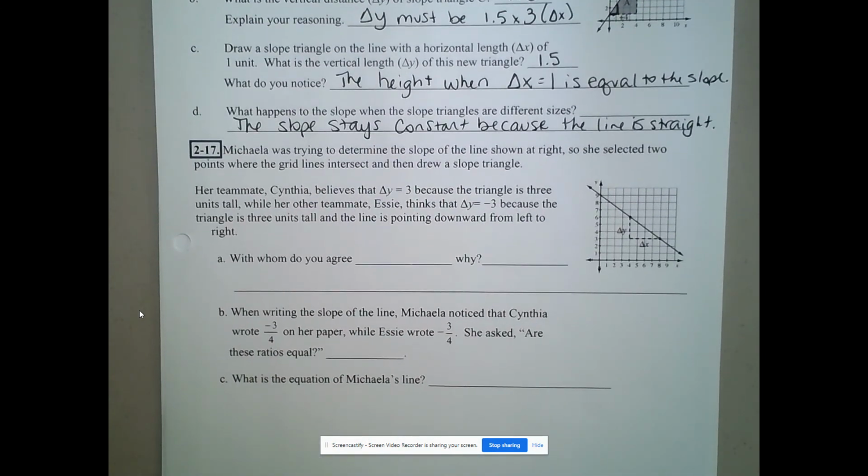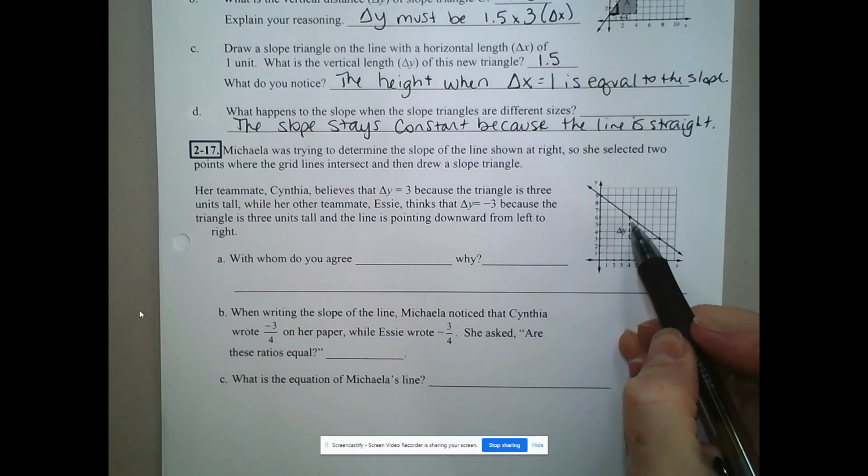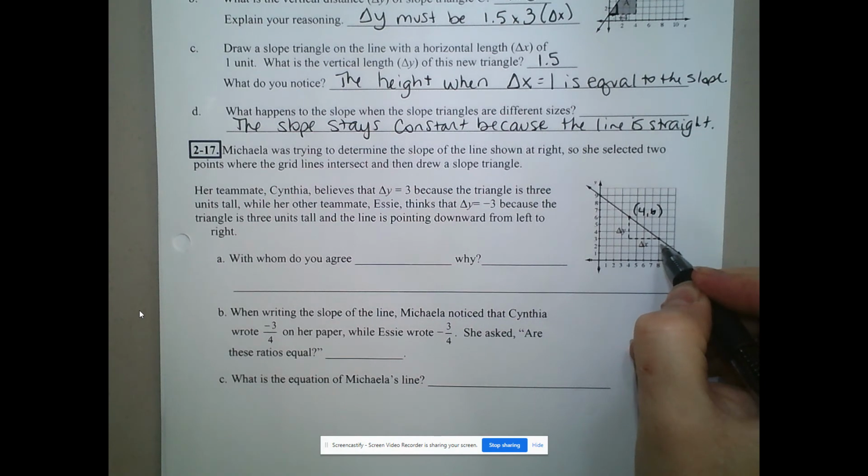And the last question on there, 217, Michaela was trying to determine the slope of the line shown at the right. So she selected 2 points where the grid lines intersect and then drew a slope triangle. So what we're really saying is Cynthia chose 2 good points. She didn't choose a random point here that she can't really tell what number it is. She chose a point that actually is directly above 4, directly across from 6. It makes a good coordinate. She did the same thing over here, directly above the 8 and directly across from 3.